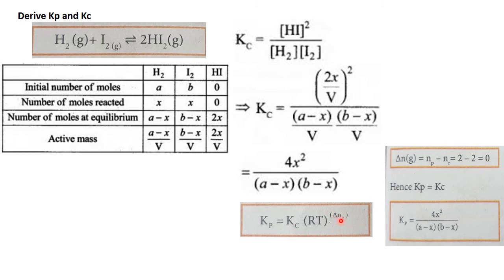Because with this step you can decide whether you need to proceed further or not. Delta N is equal to 0, so what about the Kp Kc relation? Kp is equal to Kc. When delta N is 0, both will have equal values. You already calculated Kc, so Kp also has the same value, 4x square by (A minus x) into (B minus x). Since Kp and Kc are equal, you don't need to calculate Kp again, because Kp is equal to Kc, so the same value holds for Kp, right?